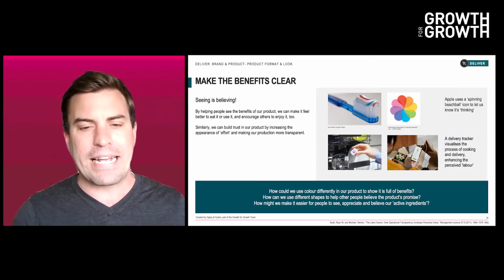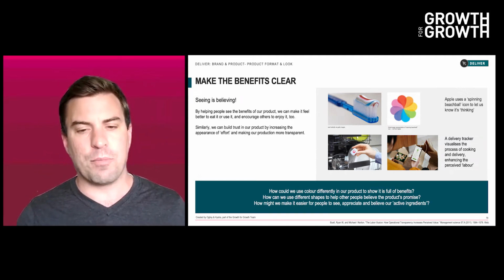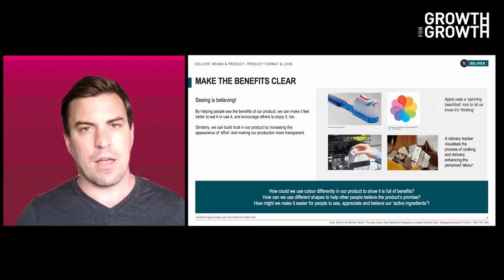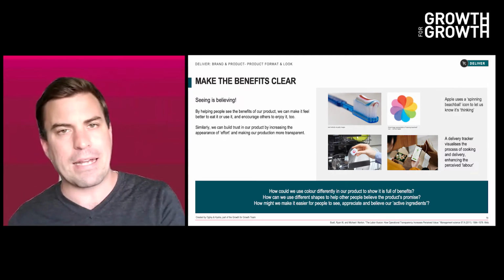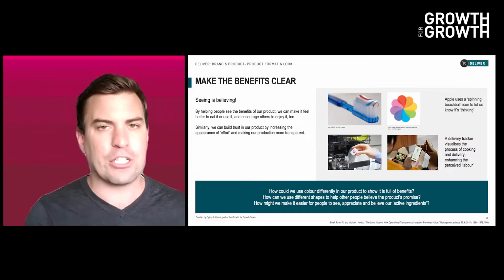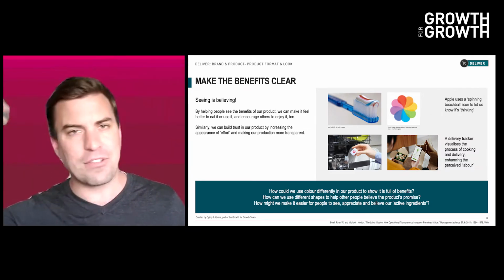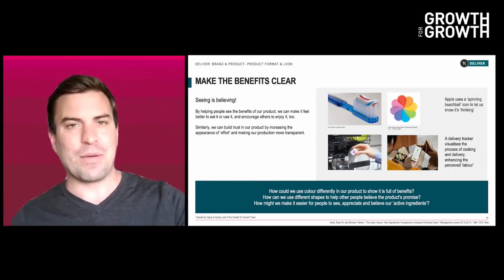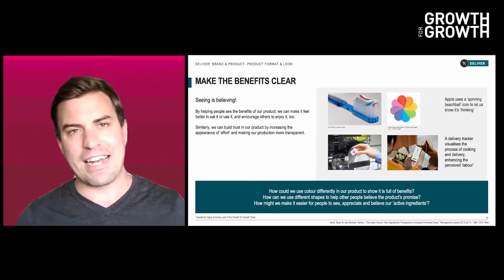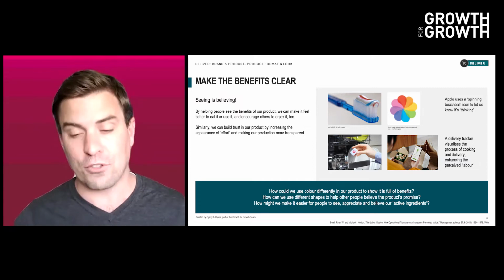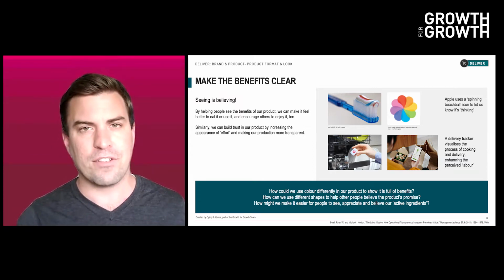And how might we make it easier for people to see or appreciate or believe our active ingredients? Again, are there other cues that we can bake into our product experience or in our packaging to reinforce this perceptual gap? You might say your promise is this, but how can we actually help our brains see that in action? And sometimes subtle cues can help us to achieve this, to stimulate first trial.